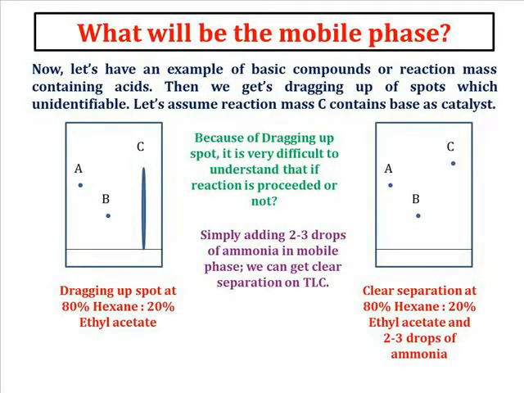The same applies to basic compounds also. Some basic compounds also show some drag on the TLC plate. So in this situation you have to add 2 to 3 drops of ammonia into your mobile phase and run the TLC. You will have a clear separation. So in this way you can monitor your reaction by using simple TLC in your lab, and you don't need any online monitoring system. You can do TLC on your own.